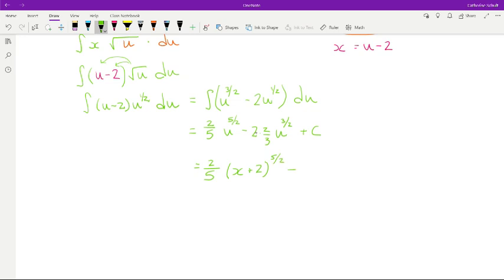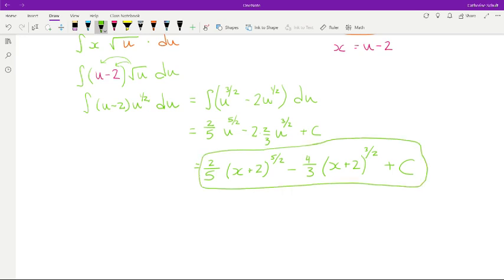All right, 2 times 2 is 4. And then finally we have the plus c. All right, and then there you go. So then that would be your solution for that one. So a little bit different. It's another technique.